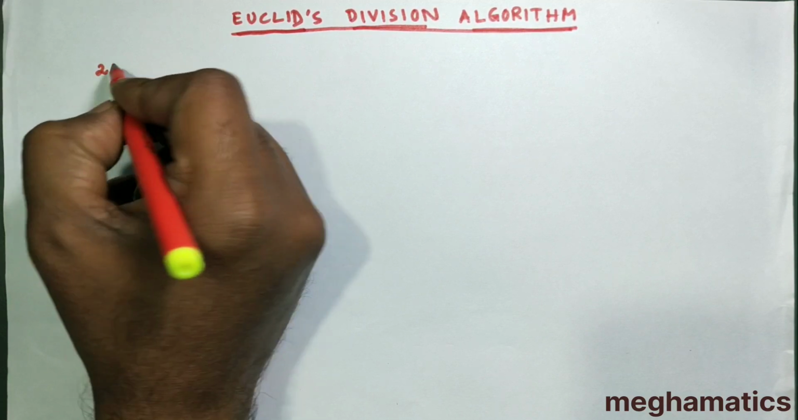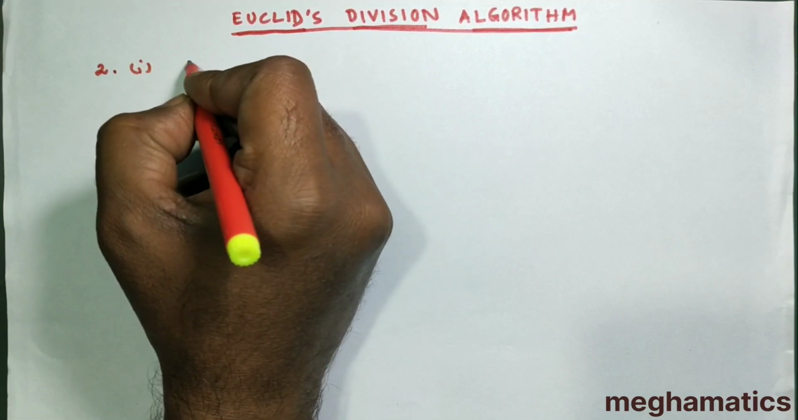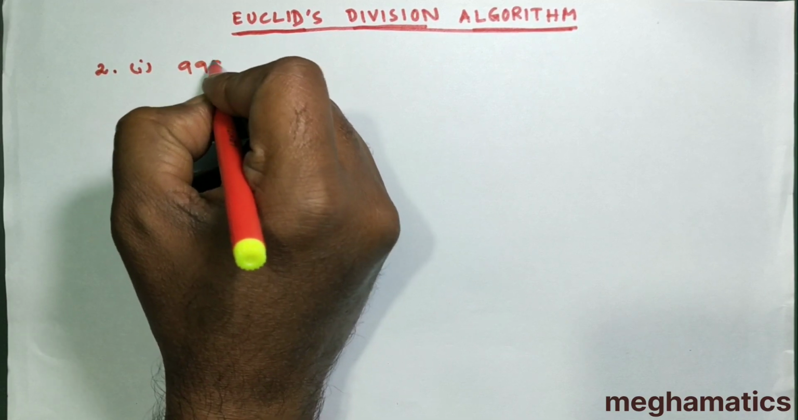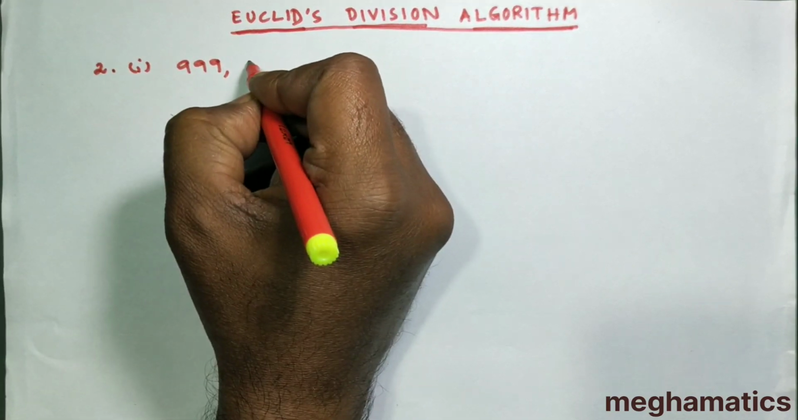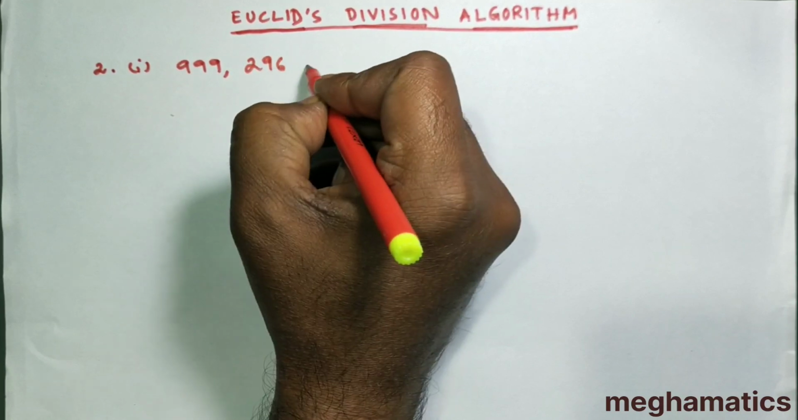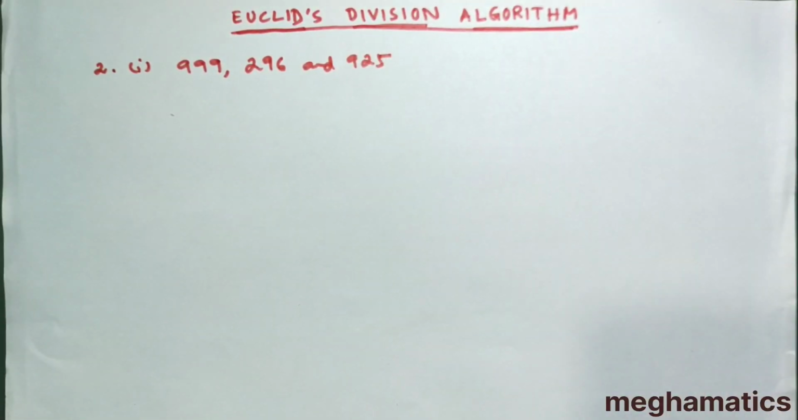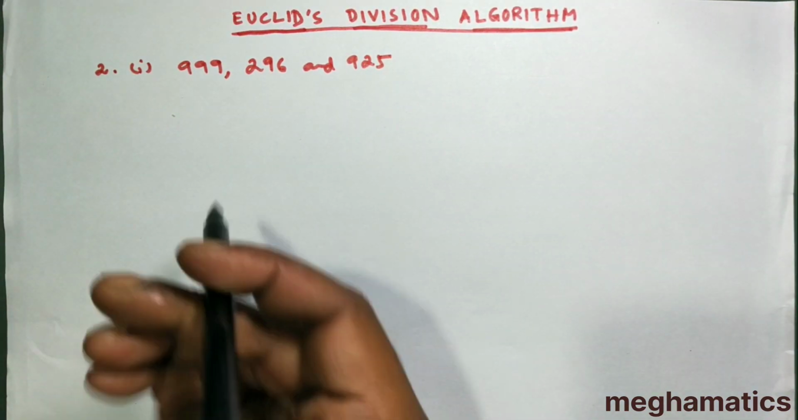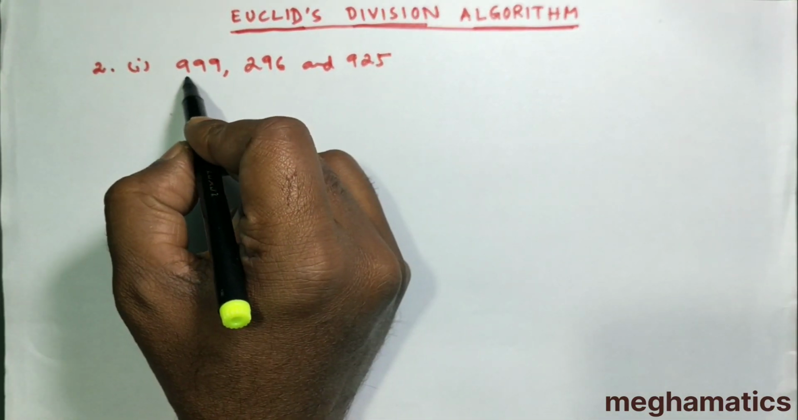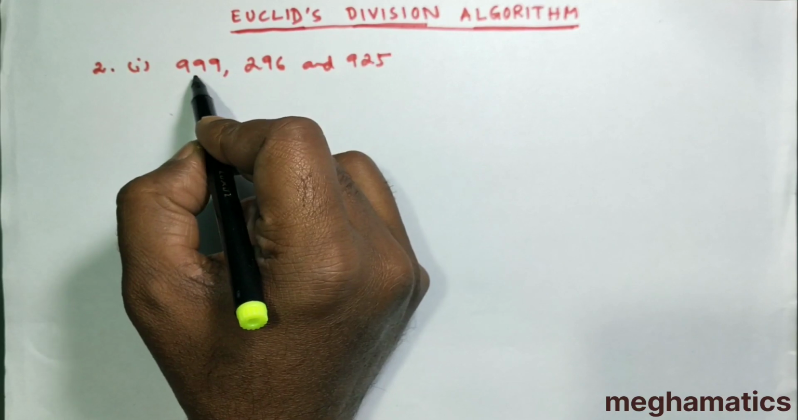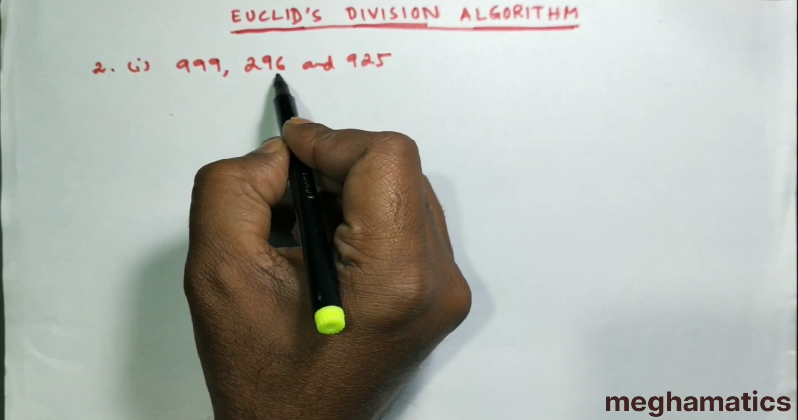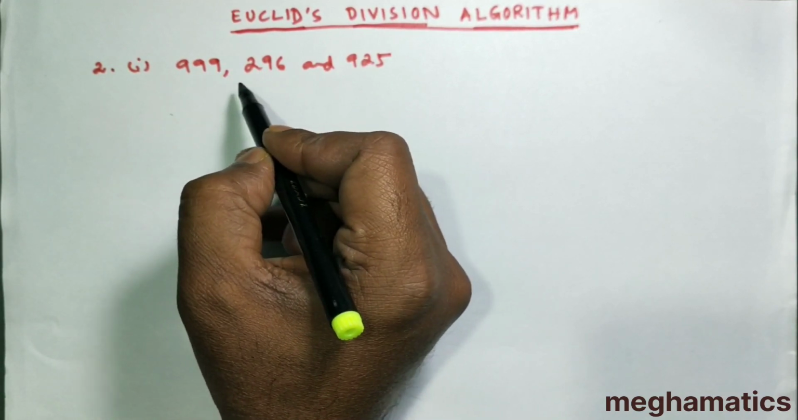So the question is 999, 296 and 925. In the previous video we have learned to find the HCF of two numbers, like suppose 999 and 296, but here three numbers are there.